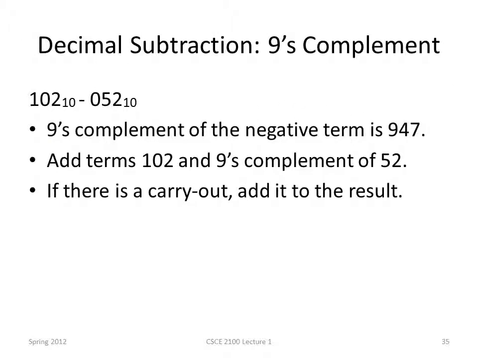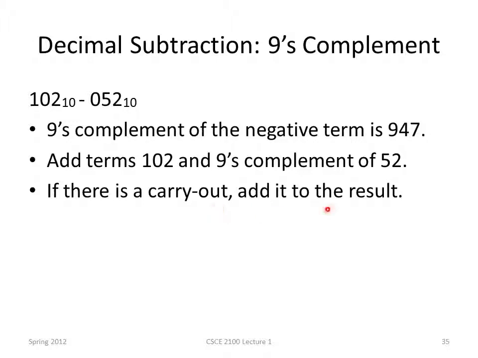Now, decimal subtraction can be done in 9's complement too. They didn't teach you this in elementary school, but it works just as well. So 9's complement, let's do 102 minus 52. And note I've been a bit sneaky here. I've put a 0 in. We've got to make sure these have the same length for this to work, but no worries, just stick a 0 there. 9's complement of this term is, okay, 9, 4, 7. 9's complement means 9 minus this thing. 9 minus 0, 9 minus 5, 9 minus 2. 9, 4, 7.